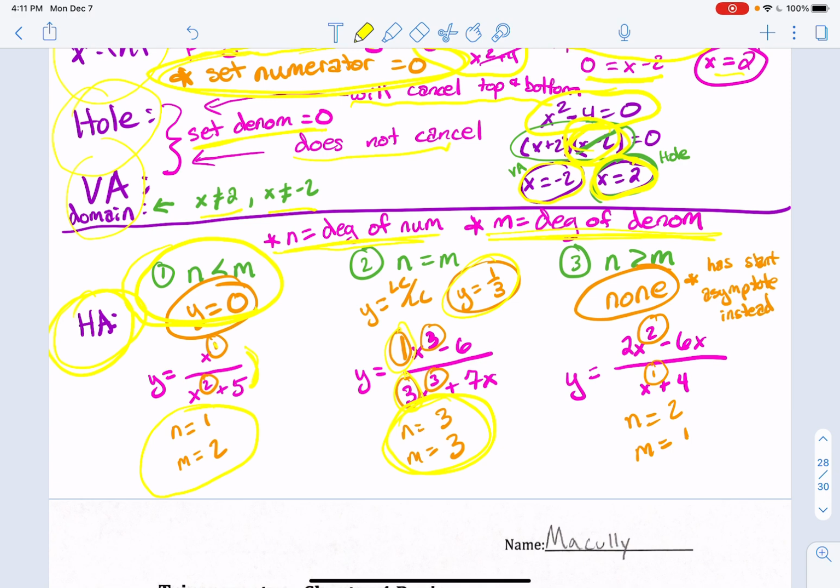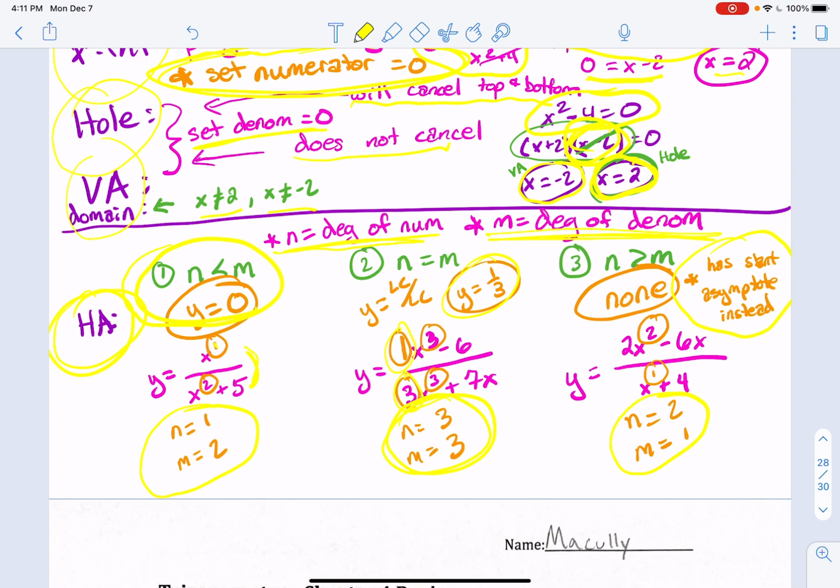Then for number 3, n was 2 and m was 1, the degrees of the numerator and denominator. Since n was greater than m, this is not going to have a horizontal asymptote. What it has instead is a slant asymptote, because the numerator is 1 degree larger than the denominator. To find a slant asymptote, we use long division, and we use everything except the remainder to find the slant asymptote.